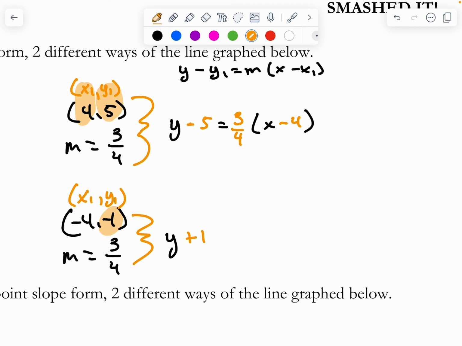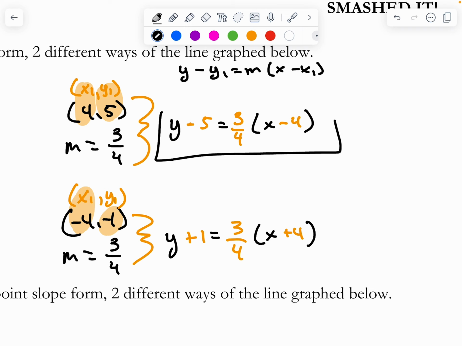So y plus 1 is equal to +3/4. The slope stays the same, times x. I have a -4 for my x1, so we should have the opposite in here. So there should be +4 inside my parentheses, and then we just close up the parentheses, and we are done, right? These are my two equations.